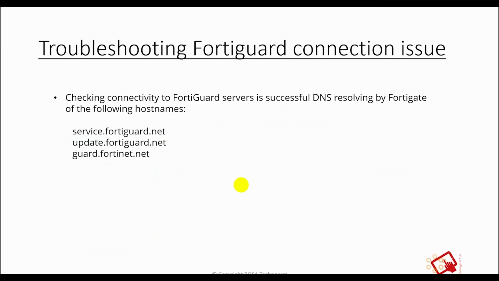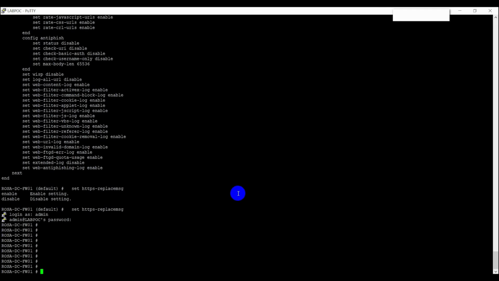So when we are starting the troubleshooting, the most important thing is to communicate with FortiGate. FortiGate uses these three different names to communicate: service.fortiguard.net, update.fortiguard.net, and guard.fortinet. All the services we were talking about, web filter, anti-spam, updates, everything is from one of these places. So the first thing we should check is whether these domains are resolvable from the FortiGate. So let's try to do it on our live firewall.